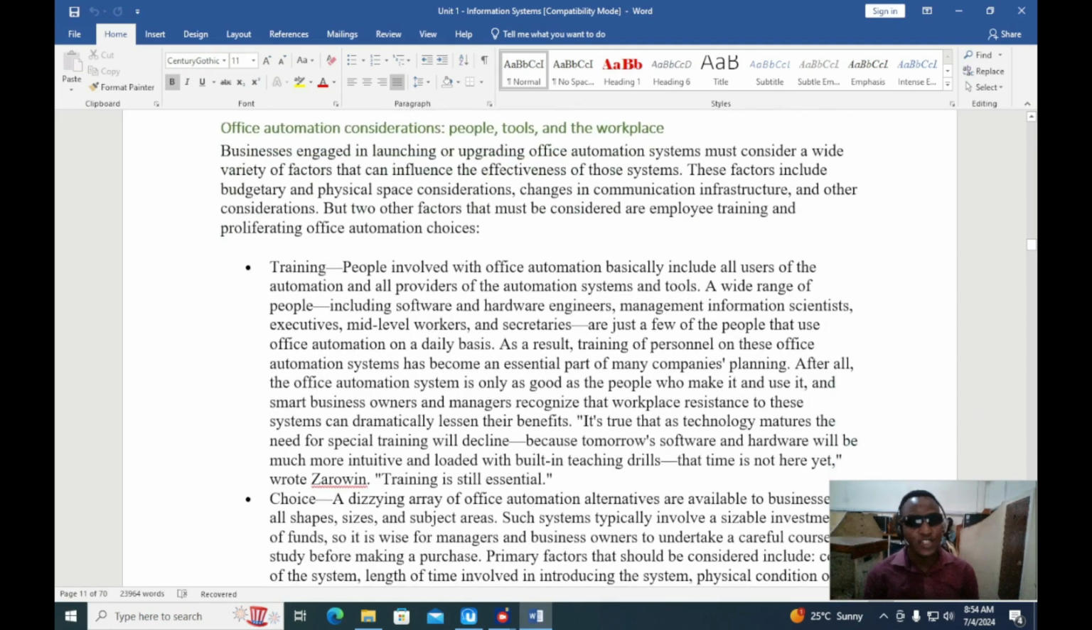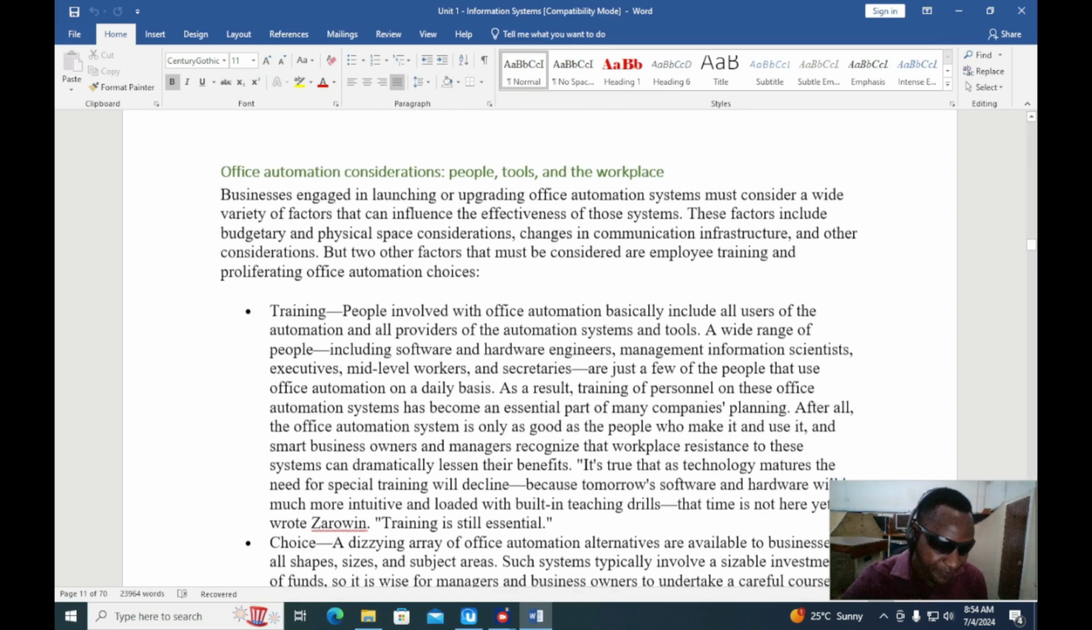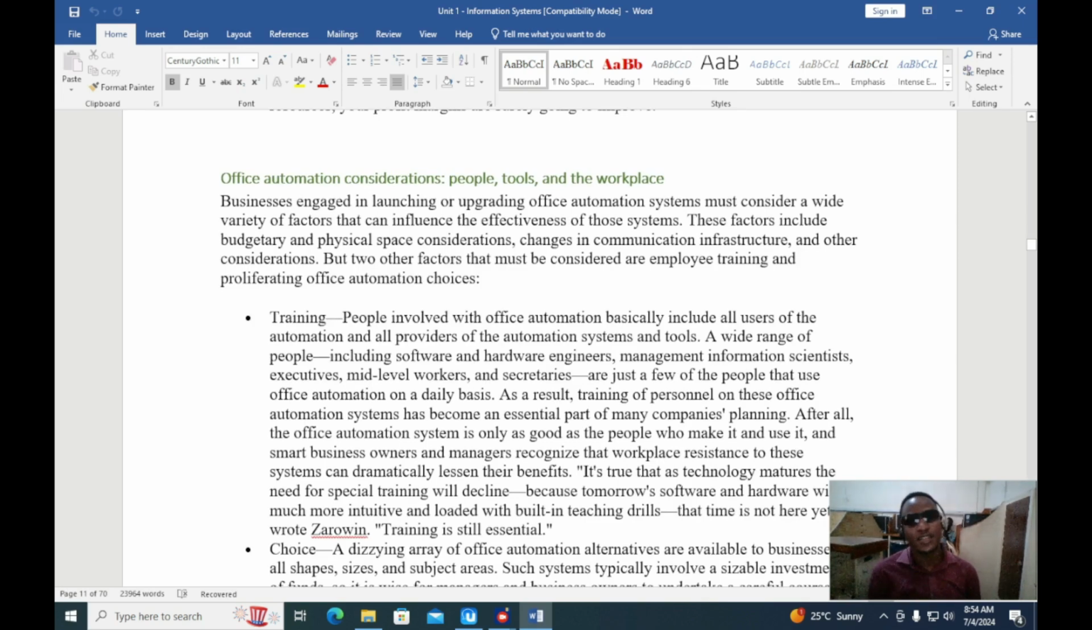Okay, so we have office automation considerations, that is people, tools, and the workspace. When doing office automation, there are things that we need to consider. We need to consider the people, the tools that we use, and also the workspace or the workplace. Businesses that are launching or upgrading office automation systems need to consider a variety of factors that influence how effectively those systems can work.